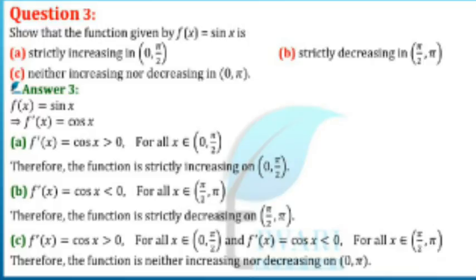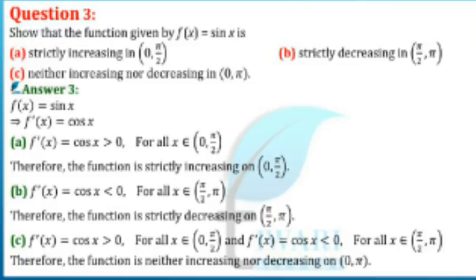Now in the quadrant from the value 0 to pi by 2, cos x takes always positive values. So that means f dash x has positive sign. This implies f(x) is strictly increasing on 0 to pi by 2. Next is pi by 2 to pi. Now f dash x, that is cos x, in the second quadrant cos is always negative. That means it is less than 0. So this implies our function f(x) is strictly decreasing on pi by 2 to pi.